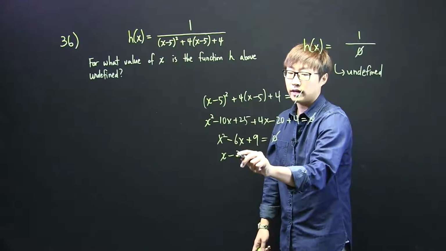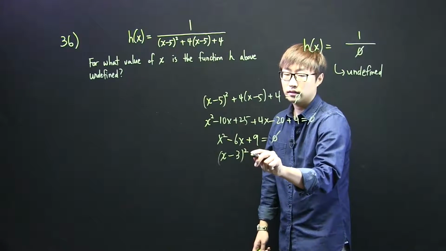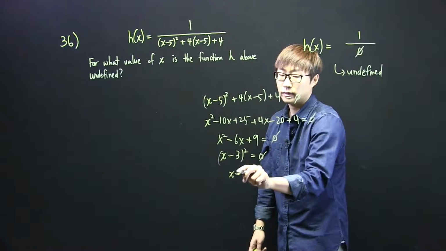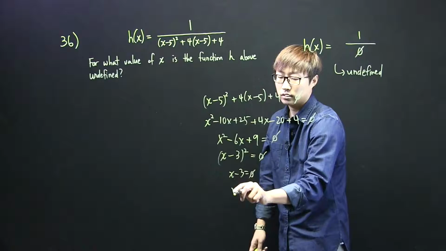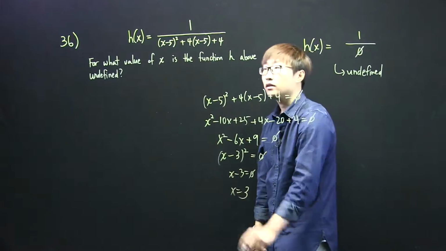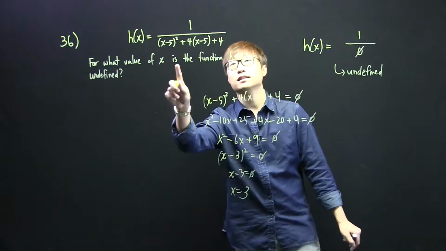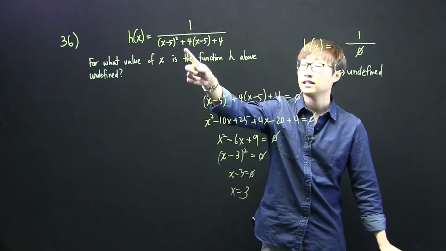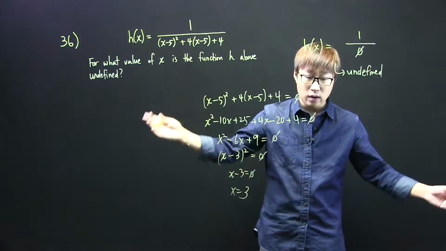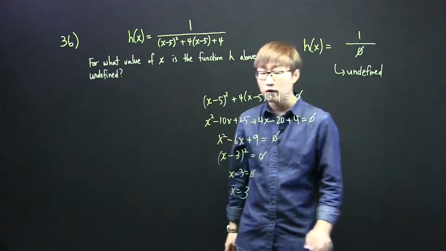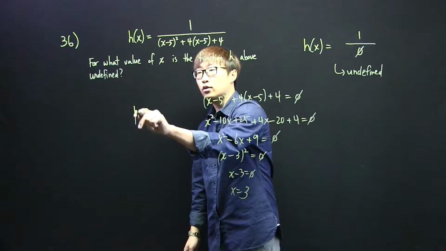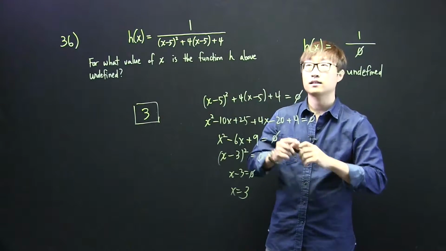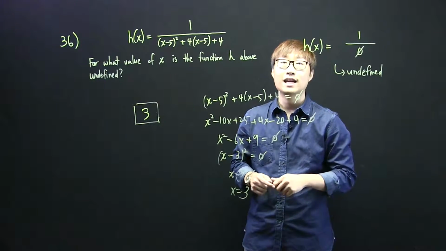This is going to be x minus 3 squared equal to 0. So then we get x minus 3 is equal to 0, so x must be 3. So for what value of x is the function h above undefined? Well, if you plug in 3 for the x in this denominator, that will give you a 0 in the denominator, and therefore your answer is 3. A value of 3 for x will make this whole function undefined.